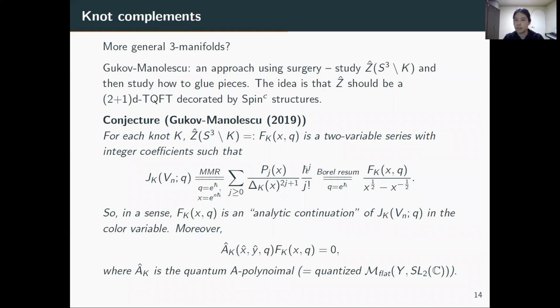An approach suggested by Gukov and Manolescu is to use surgery, or cutting and gluing. Basically, they suggest to study Z-hats for complements of knots and links first, and then study how to glue pieces together. And the idea is that Z-hat should be a 2+1 dimensional TQFT decorated by spin-C structures. So remember there's the label b that appeared; they are understood as spin-C structures.